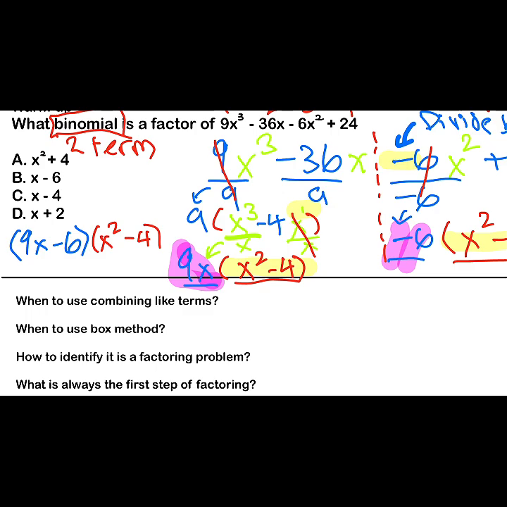We have A, B, C, D. A is already wrong because it's going to be x squared minus 4 in the first place, so that doesn't make sense. X minus 6 doesn't make sense because even if we factor out a 3 in the first parentheses, it's not going to mean that. X minus 4 doesn't make sense because it's x squared, but let's look at x plus 2 because that's also not in there. So I can tell what the answer is.